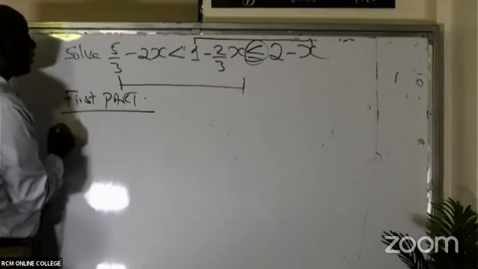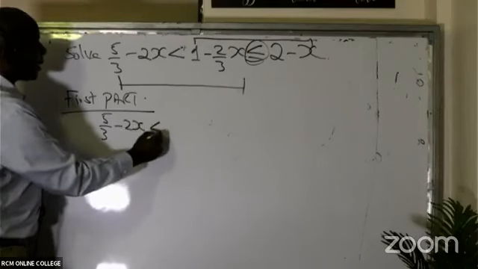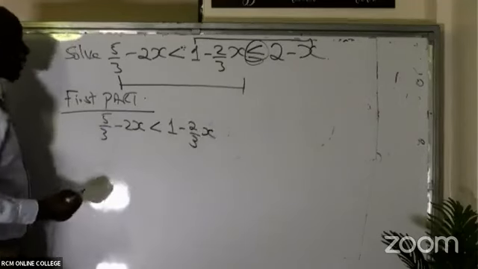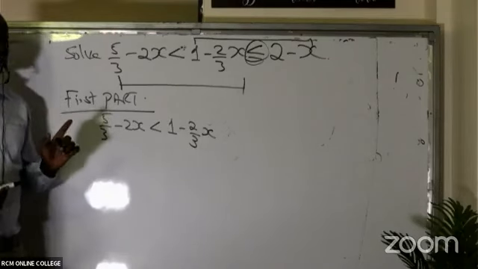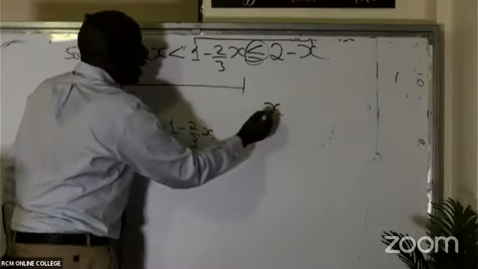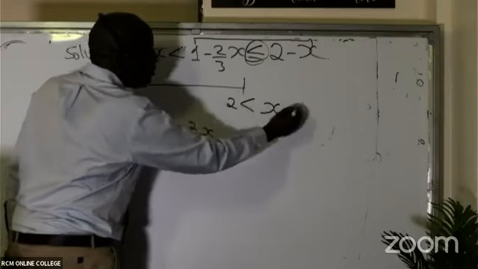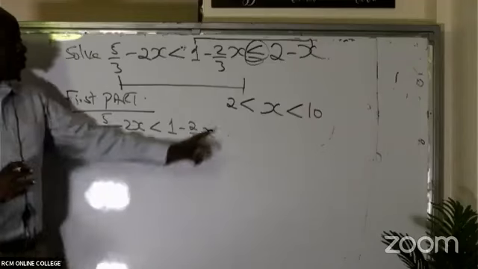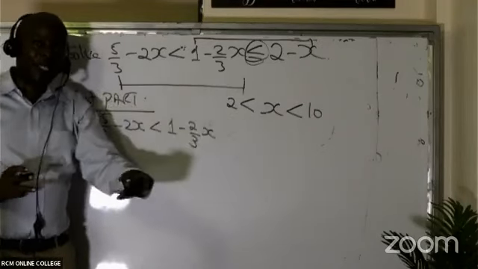The first part, ladies and gentlemen, we have 5/3 minus 2x is less than 1 minus 2/3x. Now, here is another mistake that I saw most of you did in your homework. At the end of the day, I'll have a situation where I'll have my x being in the middle, maybe greater than 2, but maybe less than 10. I'm just trying to give you an example. This will be my final answer, of course, before I go to the integral thing.